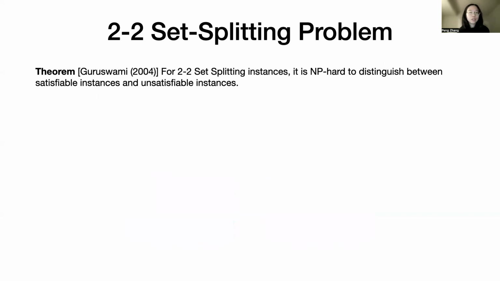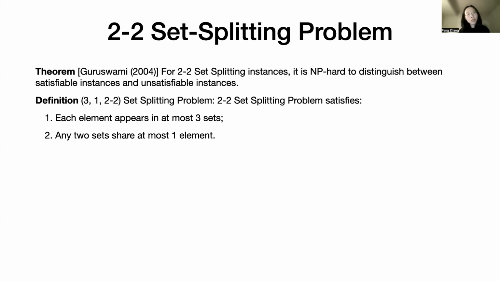In 2004, Guruswami showed that for 2-2 set splitting instances, it's NP-hard to distinguish between satisfiable instances and unsatisfiable instances. For our reduction, we need a more restricted version of 2-2 set splitting instances. We call it a 3-1-2-2 set splitting problem.